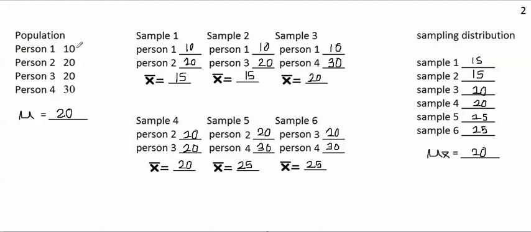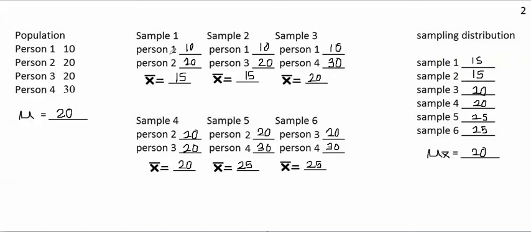Let's start on this page. First, we need to calculate the mean age of the population. We can calculate the mean age of the population by adding the 4 ages and dividing the total by 4. If you add these 4 ages and divide the total by 4, you get 20. So the population mean, or mu, is 20.